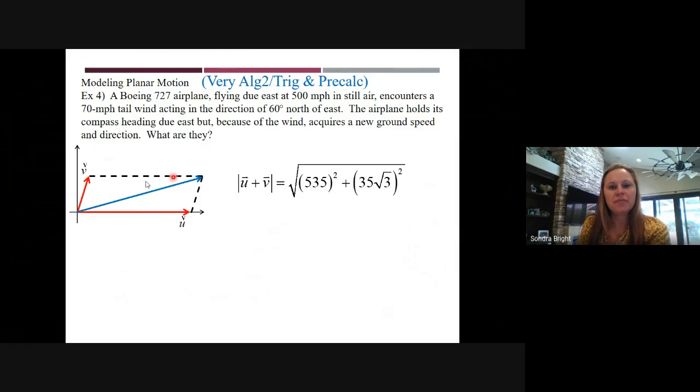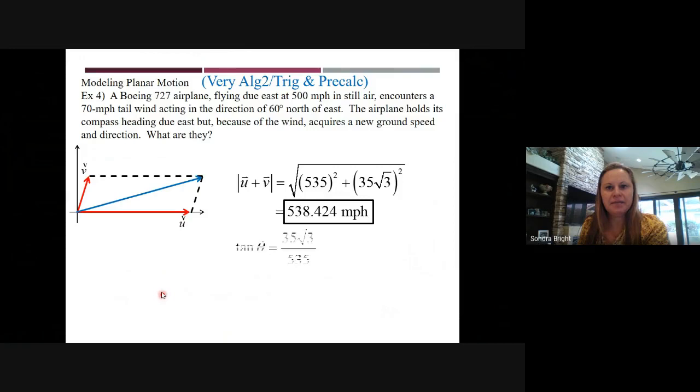All right, so we want the magnitude to figure out the length of this vector. And you use the Pythagorean theorem, right? Square root of the x component squared plus the y component squared. And you put that in your calculator, and I end up getting 538.424 miles per hour. So the wind is actually pushing them faster. Isn't that nice?